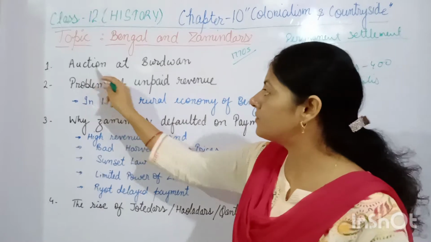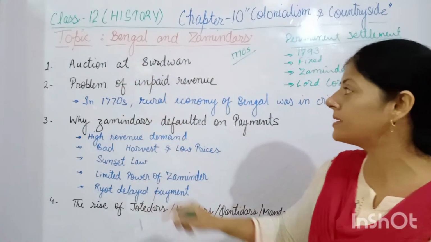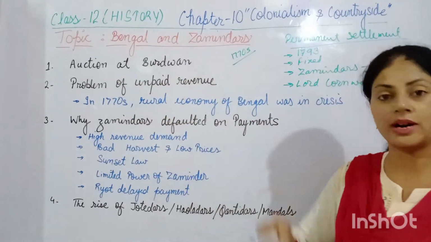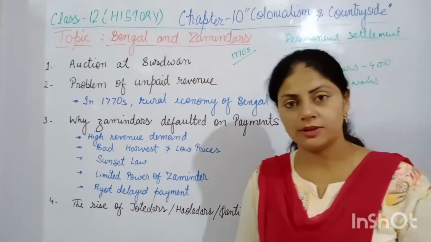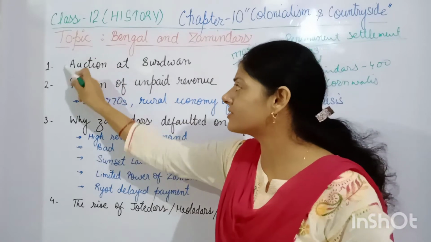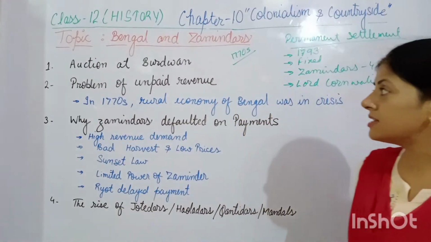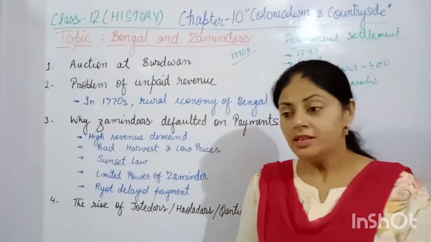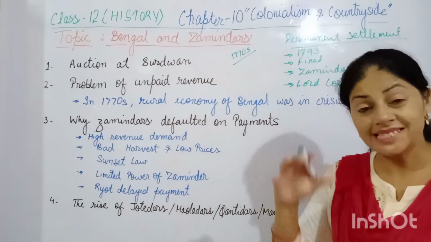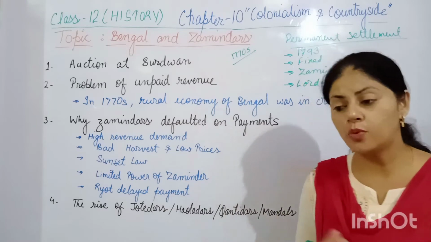Now we come to the first subtopic of this topic, that is the auction at Burdwan. Burdwan is a region or village in Bengal. Auction is the term used for Nilami. So there was an auction of the land at Burdwan. This is shown in this passage.